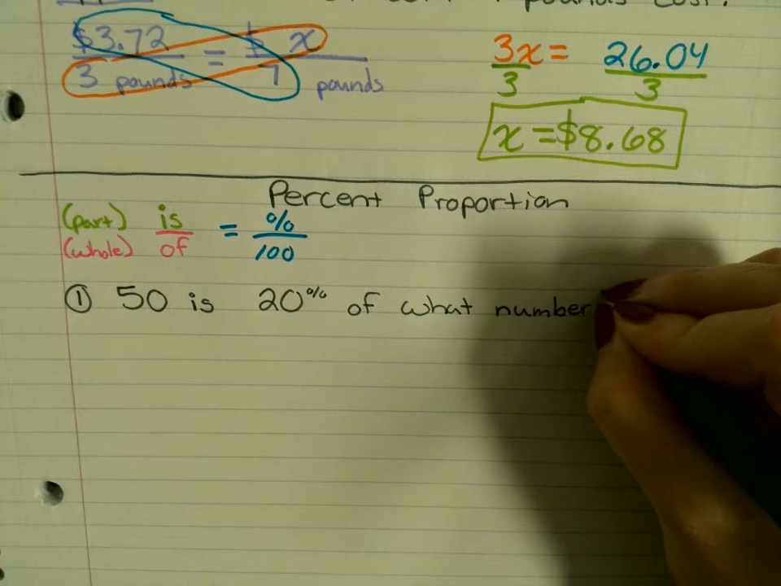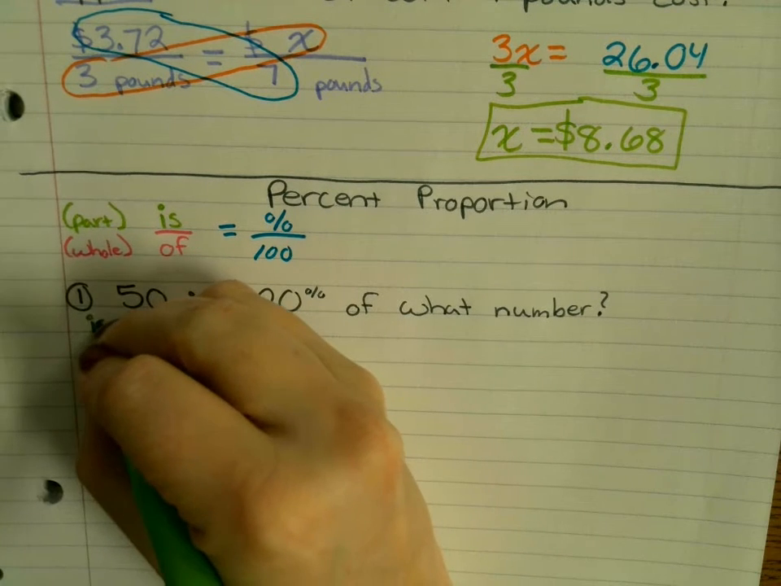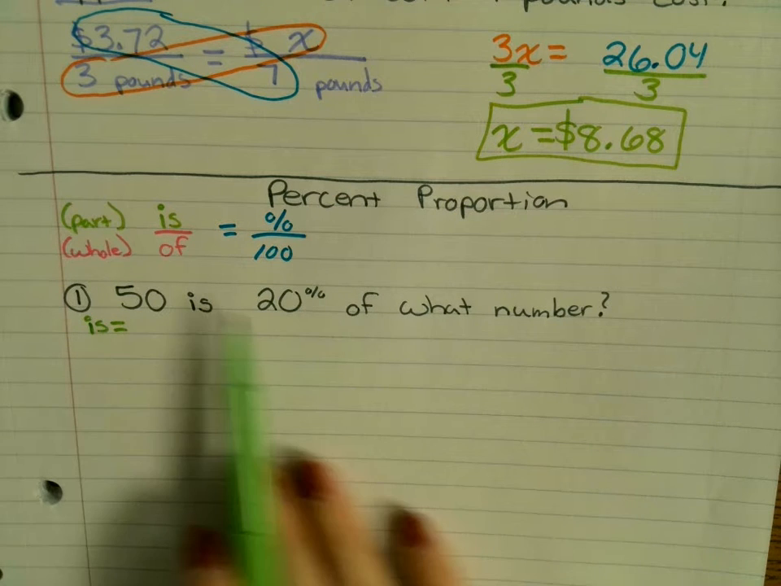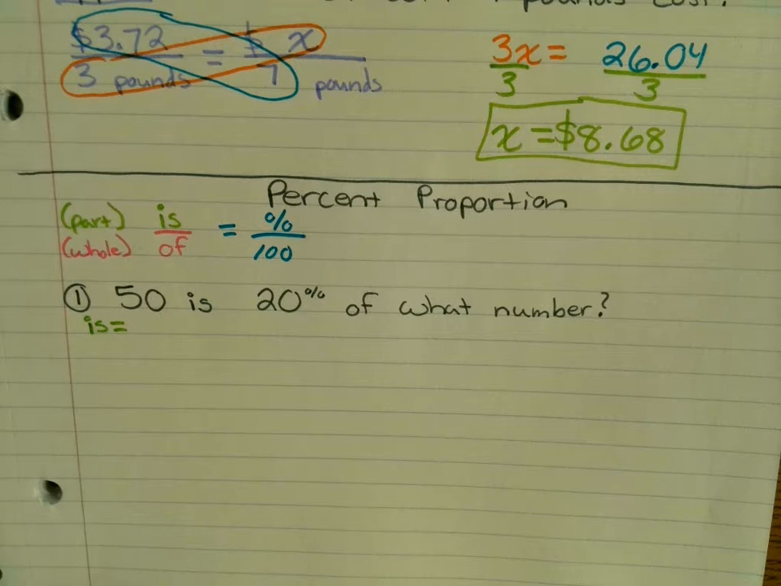This is a straightforward statement where all we have to do is identify 3 parts. Which value represents the is, which value represents the of, which value represents the percent. One of those values is going to be a variable representation. So the term is. Do we see the word is in this statement? Yes. What number is associated with the word is? 50. 50 is.